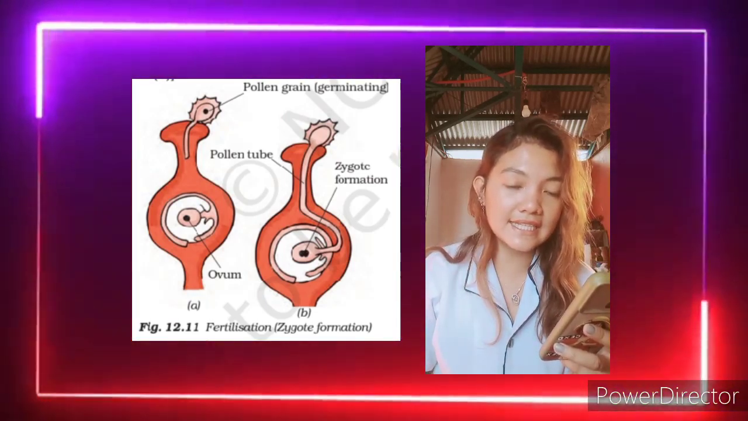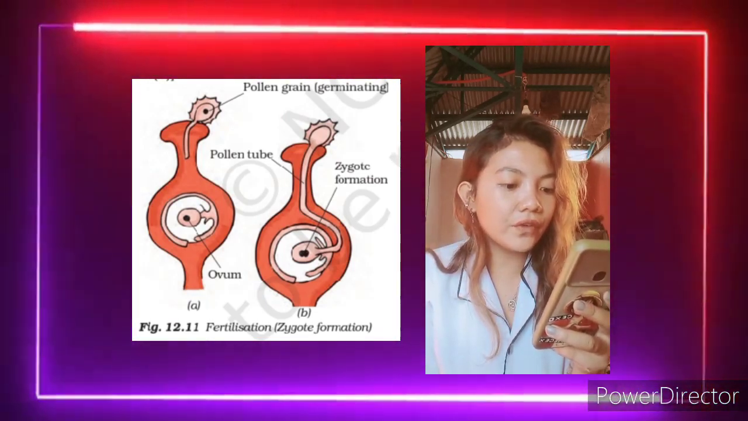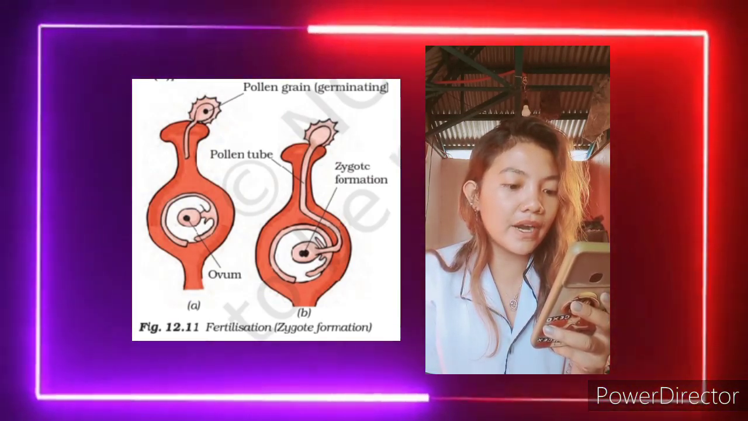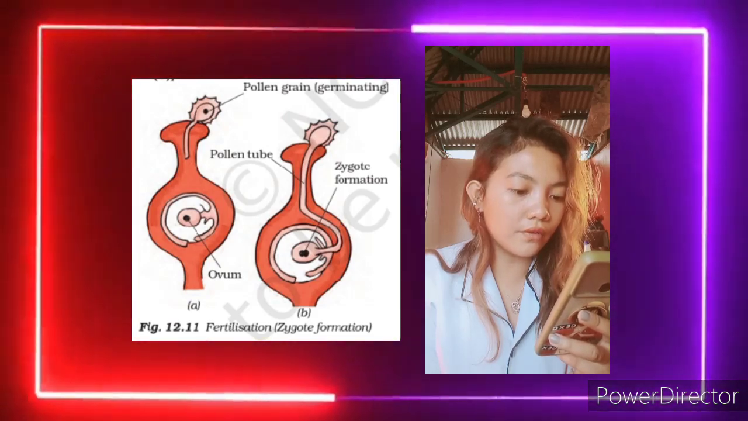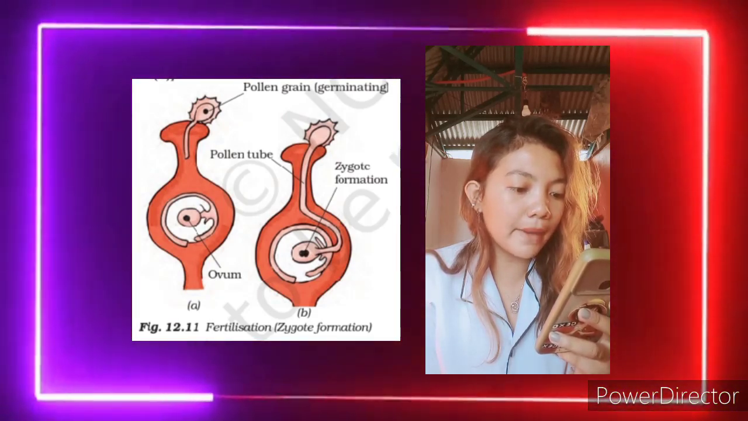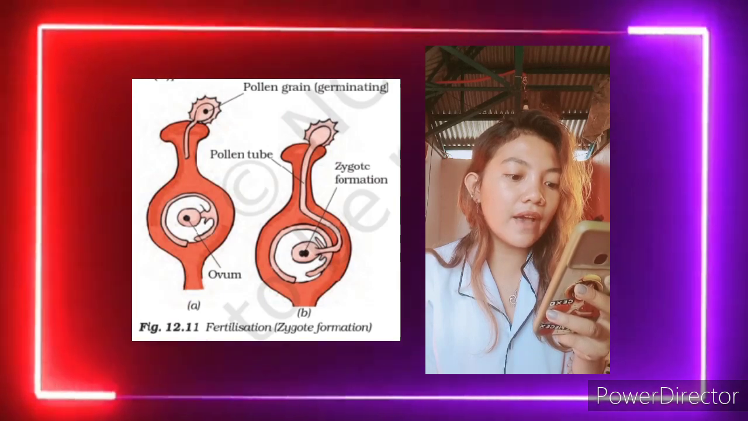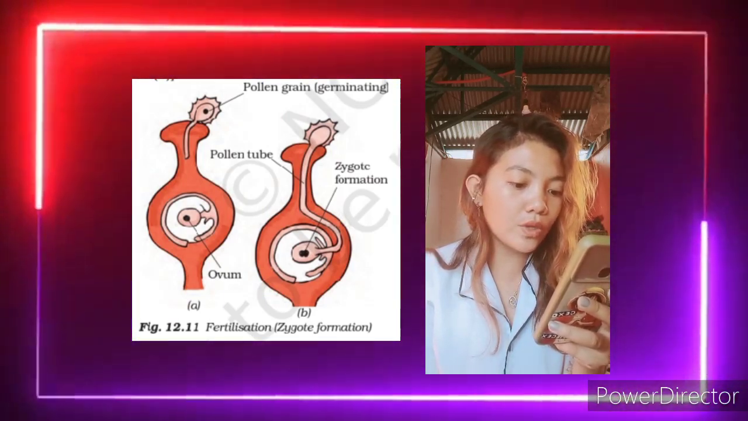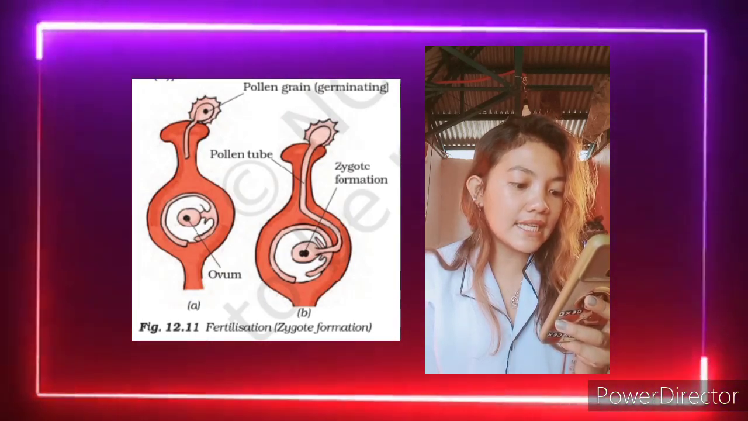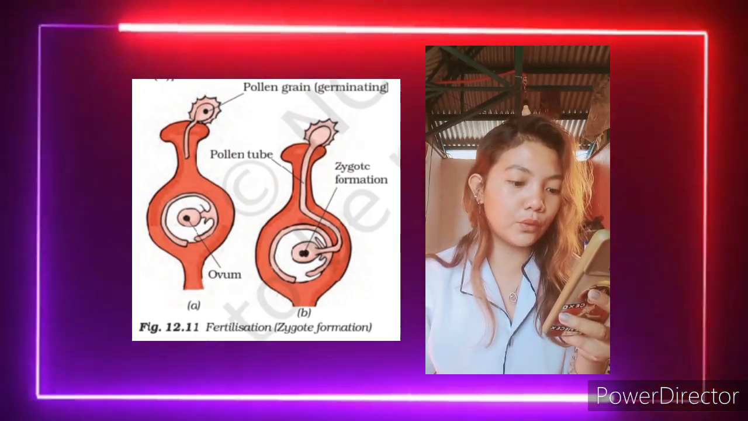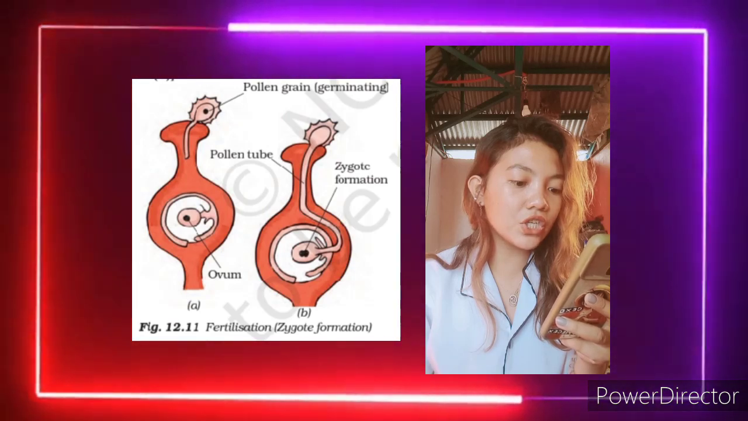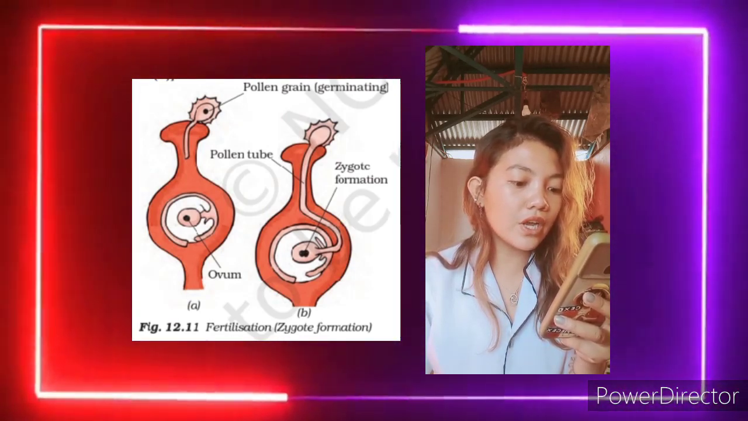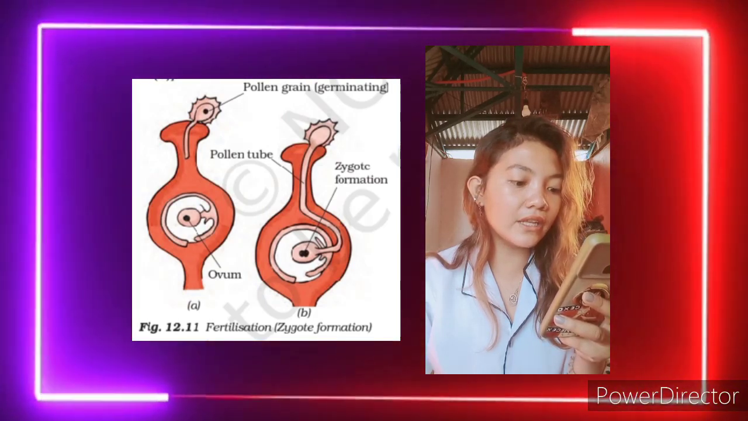Fruit and seed formation. After fertilization, the ovary grows into a fruit and other parts of the flower fall off. The fruit is the ripened ovary. The seeds develop from the ovules. The seed contains an embryo enclosed in a protective seed coat. Some fruits are fleshy and juicy, such as mango and orange. Some fruits are hard, like almonds and walnuts.